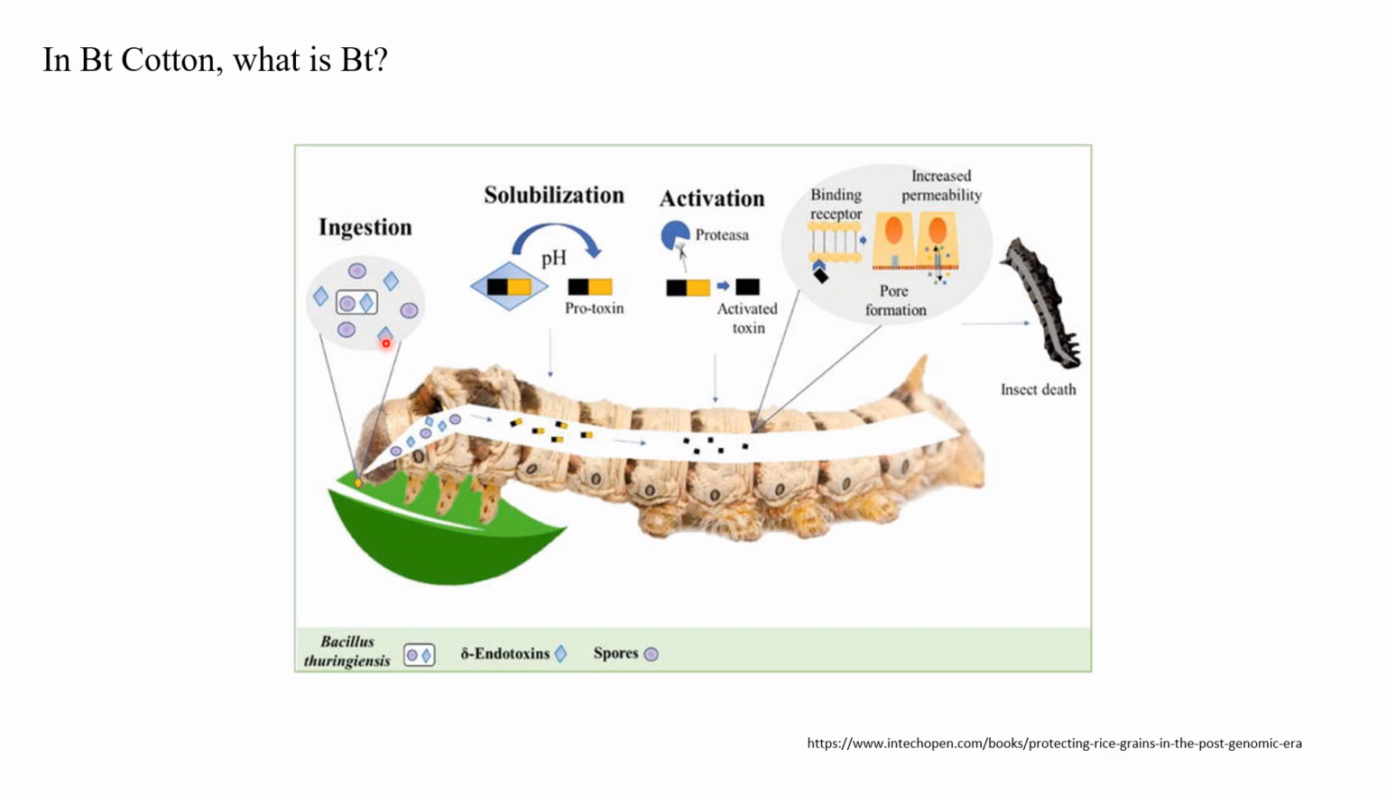These protein crystals have been used in organic farming for over 50 years to control insects. The genes producing these proteins are now engineered in plants so that they can make the protein in their own cells.